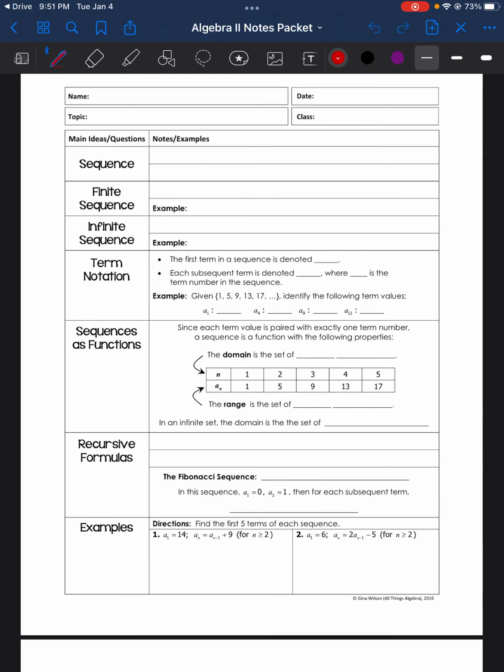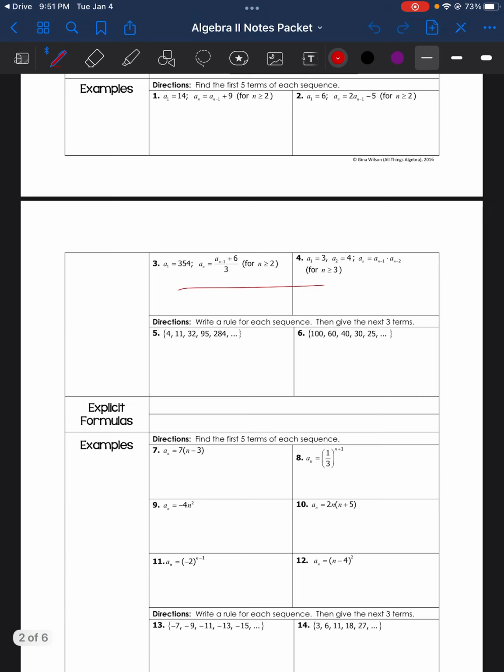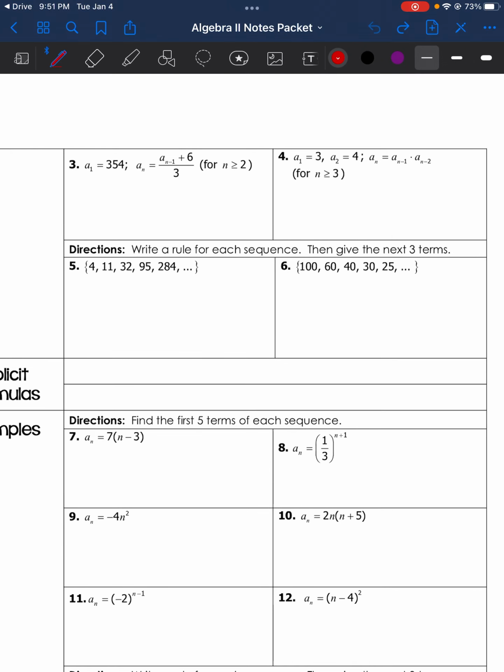All right, guys, let's continue on our notes about sequences here. So in class on Tuesday, we did this first page here, and then we did examples 3 and 4. So that should be about as far as we've gotten. So let's take a look at number 5 and 6. Okay, let's take a look at number 5 right now.